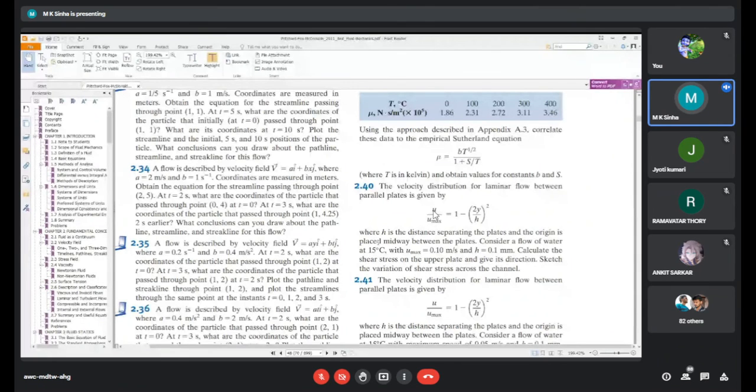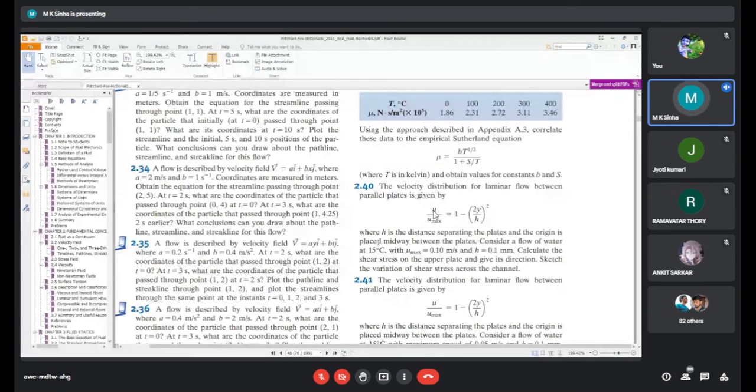So see, problem number 2.35. A flow is described by the velocity field V equal to a y i plus b t j. A, B are mentioned, T is 2 seconds. What are the coordinates of the particle that passes through the point 1, 2 at t equal to 0? At t equal to 3 seconds, what are the coordinates of the particle that passed through 1, 2 at t equal to 2 seconds? Plot the path line and streak line through the point 1, 2, and plot the streamline through the same point at the instants t equal to 0, 1, 2 like that.